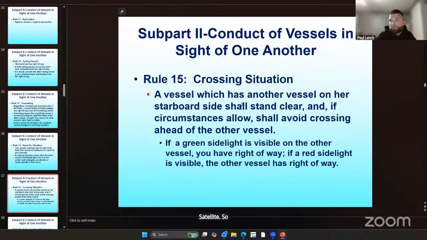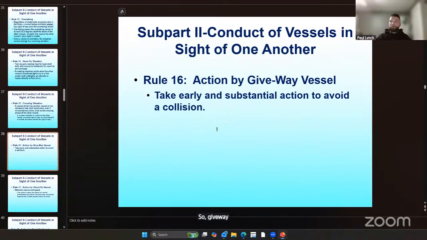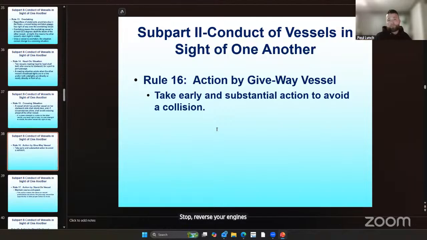So this really gets into stand-on and give-way, coming up. Give-way vessel means you have to get out of the way. You have to change your course, slow down, stop, reverse your engines, alter your course. You have to get out of the way. And you have to take early and substantial action to avoid a collision.